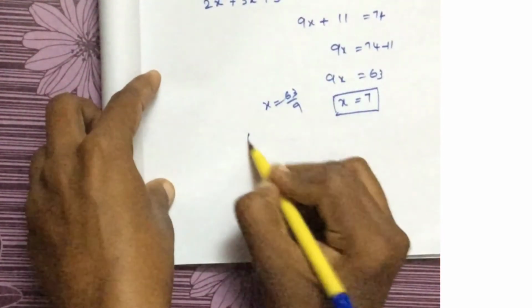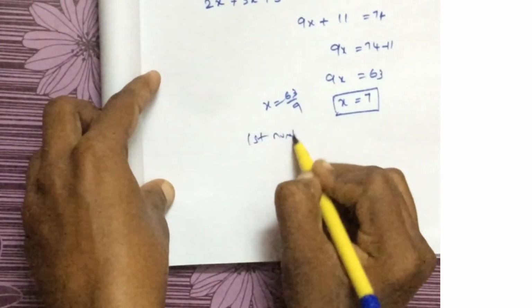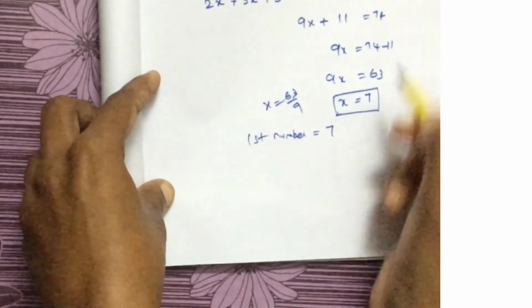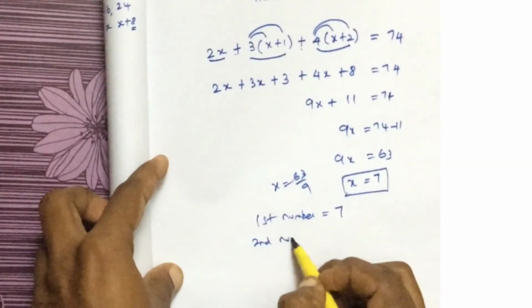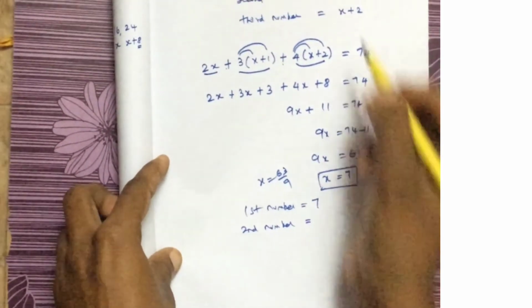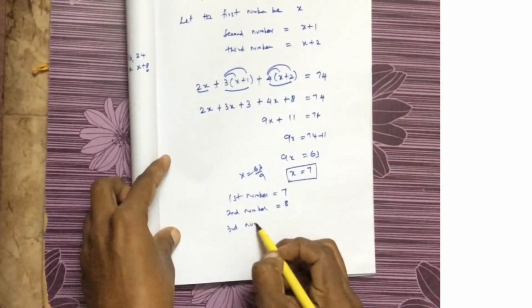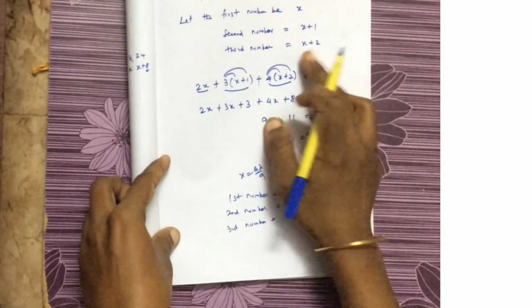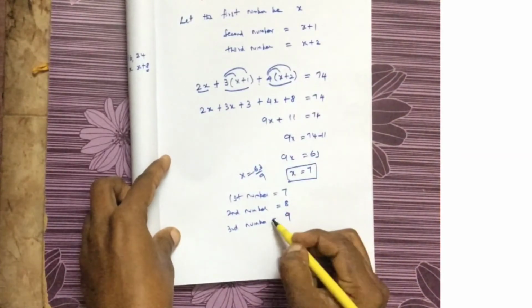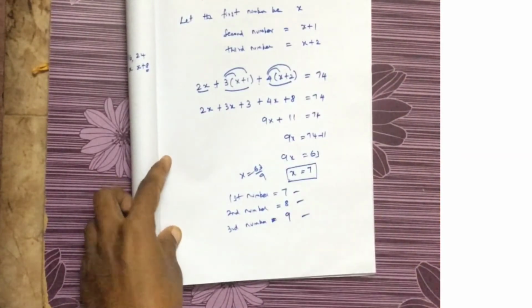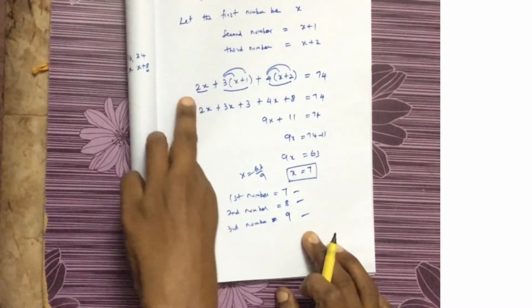So now the first number is x, that is 7. What is the second number? It is x plus 1, 7 plus 1, 8. Third number, 7 plus 2, that is 9. So 7, 8, 9.